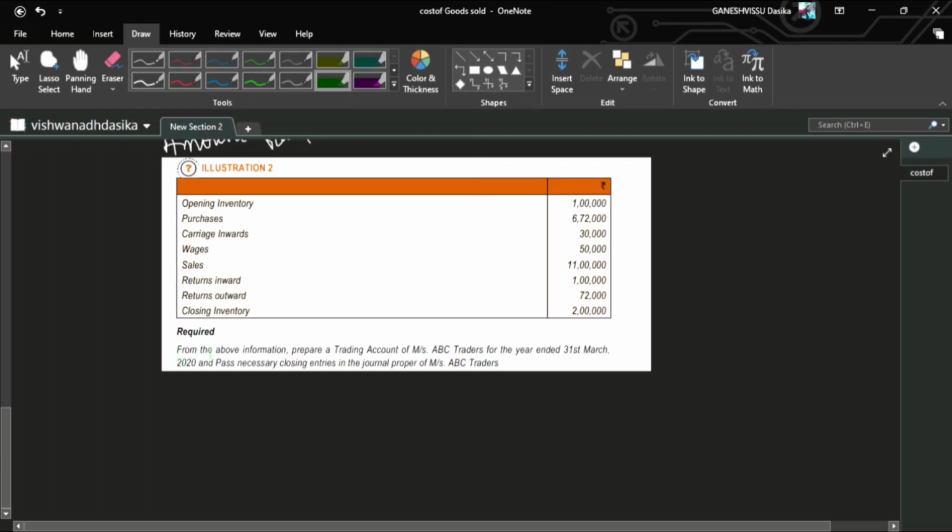From the above information, prepare the trading account of Mrs. ABC Traders for the year ended 31st March 2020 and pass necessary closing entries in the journal proper of Mrs. ABC Traders. So I think you might already know about the subsidiary books. The closing entries, transfer entries and adjustment entries are always passed in the journal proper. So in the journal proper we are going to record all the adjustment entries, transfer entries, closing entries.